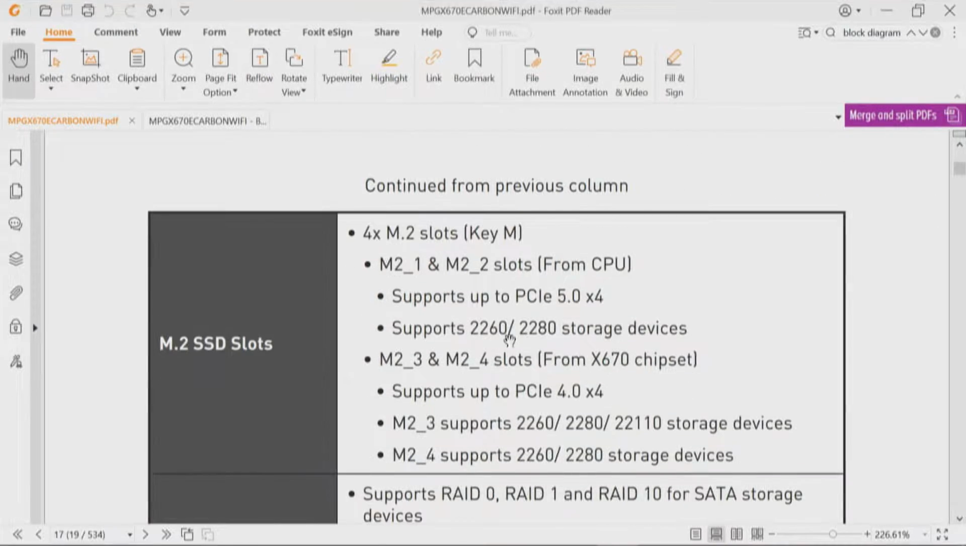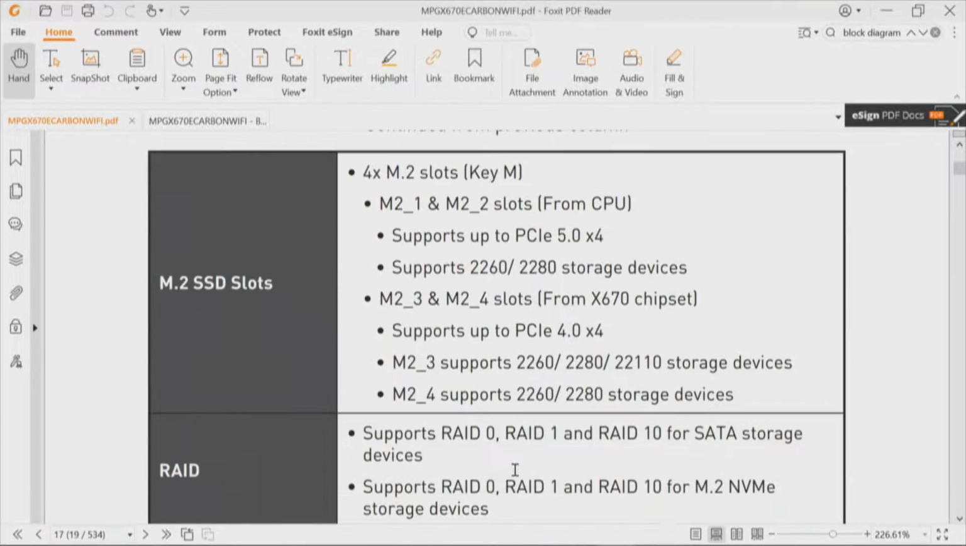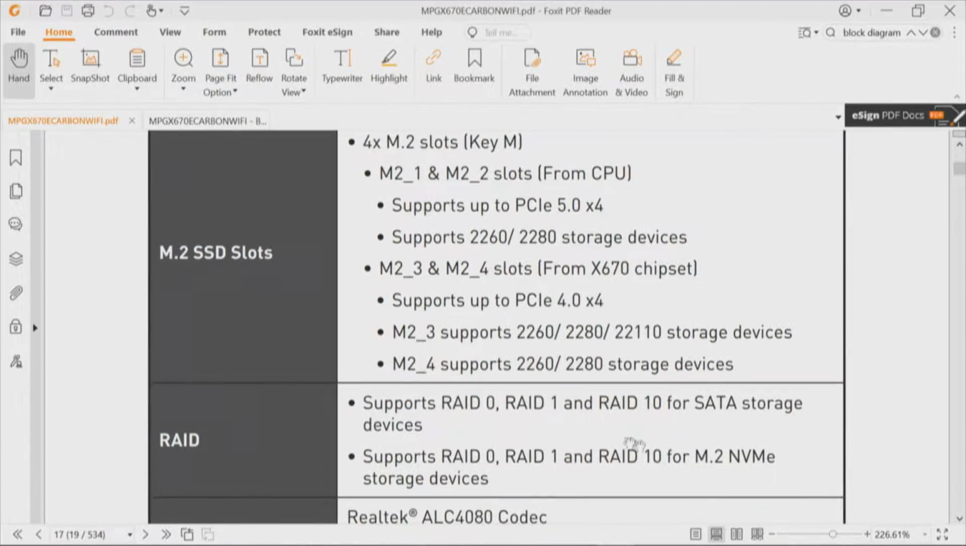And right here, the M.2 slots. 4 M.2 slots, M.2_1 and M.2_2 from the CPU, both are PCI Express 5. M.2_3 and M.2_4 are from the chipset, and both of those are PCI Express 4. And various lengths, M.2_3 can go all the way up to 22110, whereas the other ones are all, it looks like, 2260 or 2280. And to reiterate, RAID 0, RAID 1, and RAID 10 if you choose.